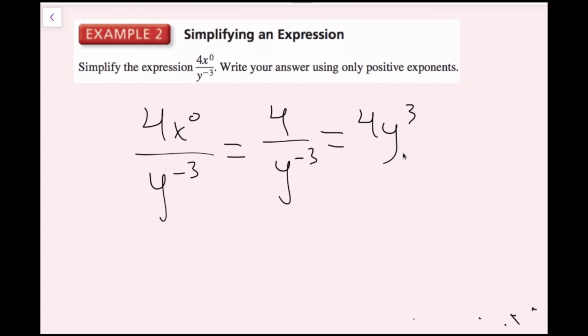Now, you could say, where's my denominator, okay? Well, if there's nothing here, the assumed number is a 1. And we don't need that. We don't need a 1 because 4y to the third power over 1 is just 4y to the third power. Anyway, we are successfully done with this one.